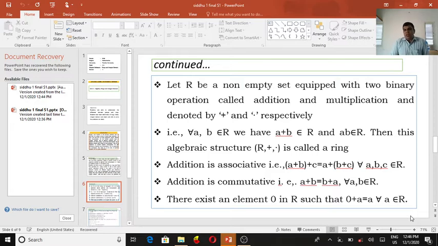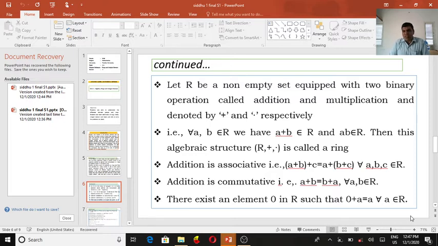See, we are familiar: A plus B equal to B plus A, this is called abelian, or simply commutative. Like 3 plus 4 equal to 4 plus 3, the sum should be equal. In the same way, if we take three elements A, B, C belonging to R, addition is associative: (A plus B) plus C equal to A plus (B plus C). If we take any three elements, the sum should be the same. So addition is commutative: A plus B equal to B plus A for all A, B belonging to R.